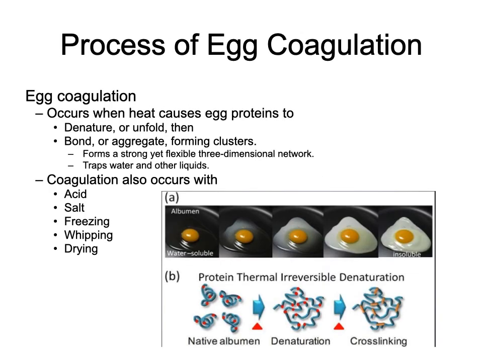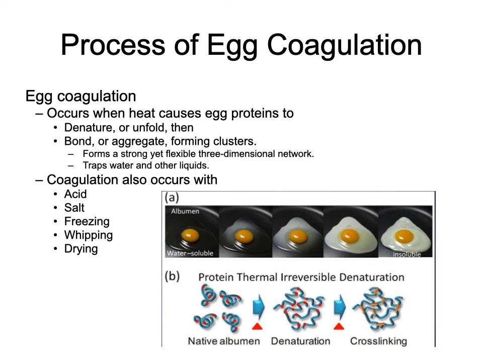So let's take a look at coagulation. Coagulation is kind of a mystery to a lot of people, and it occurs when proteins are heated. When you heat protein, you denature or unfold the proteins. Then, when they get warmer, they start to bond or aggregate and form clusters. Those clusters bond with other clusters, and before you know it, you have a large three-dimensional network of bonded protein. Coagulation also occurs with acid, salt, freezing, whipping, and drying.